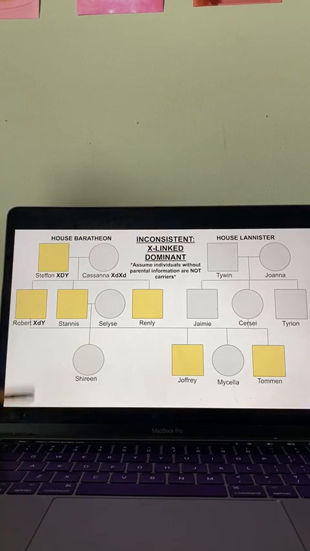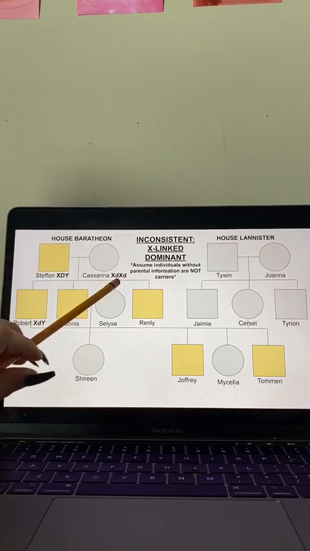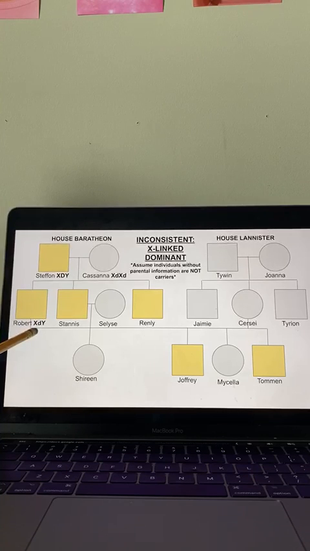And finally, we have X-linked Dominant. So here, we're switching it around. Kasana would have 2 little d's, and Stefan would have the big D, but we run into the same issue where Robert's getting his Y from dad and his X from mom, so he would only be able to have a little d, and in this case, he would not express the trait that we're looking for.